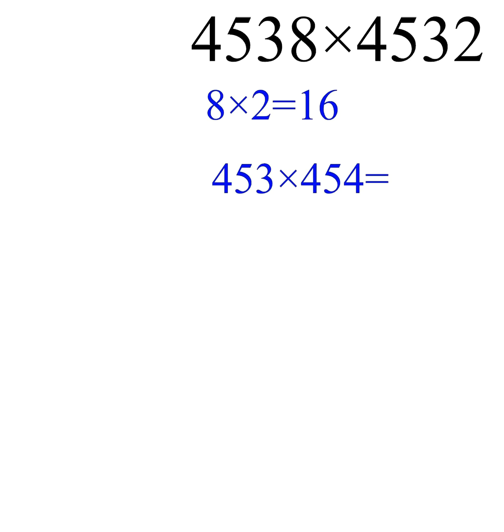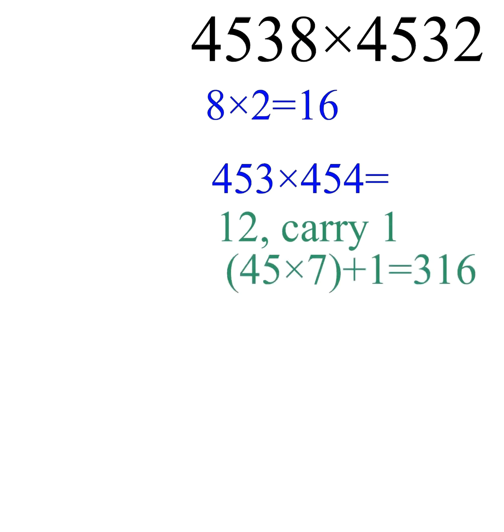But how to multiply these two? Here we got 45 in both of them, so we first multiply 3 into 4, that would be 12, we carry 1, then we multiply 45 into their sum, which is 7, and we add it to 1, that would be 316, and we carry 31, and finally we multiply 45 into itself, which is just squaring a number ending in 5.